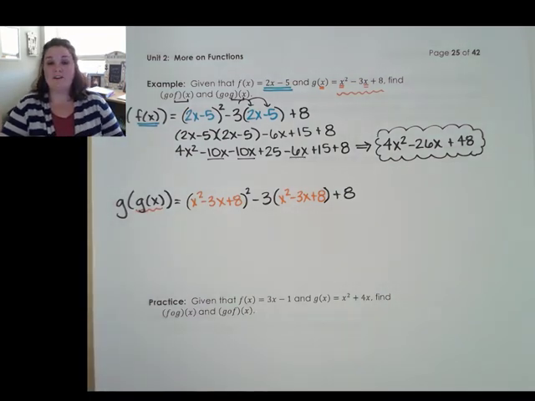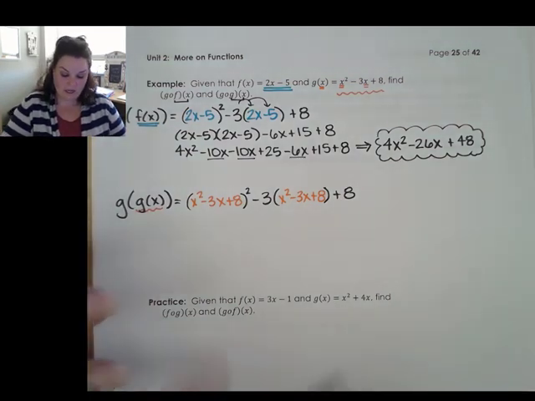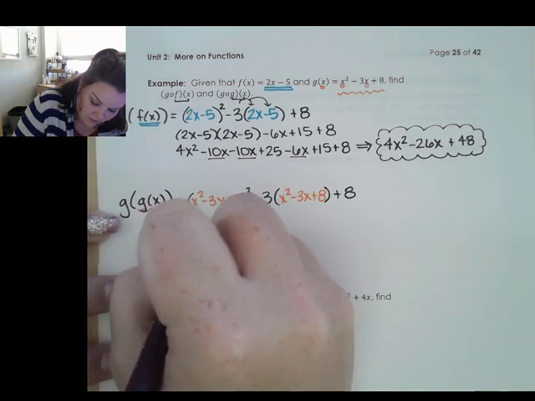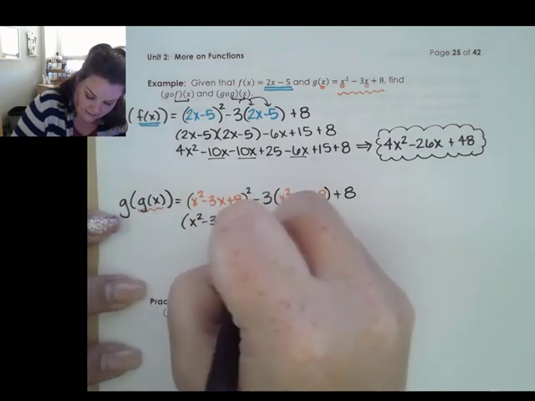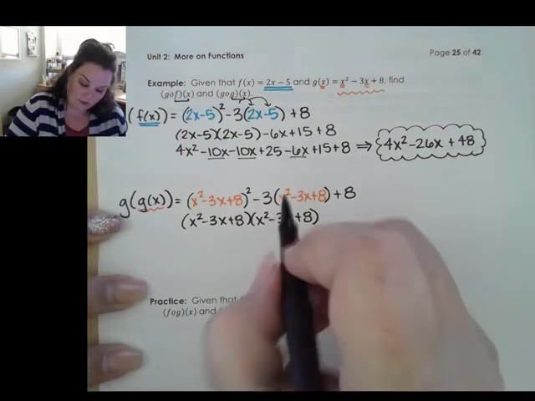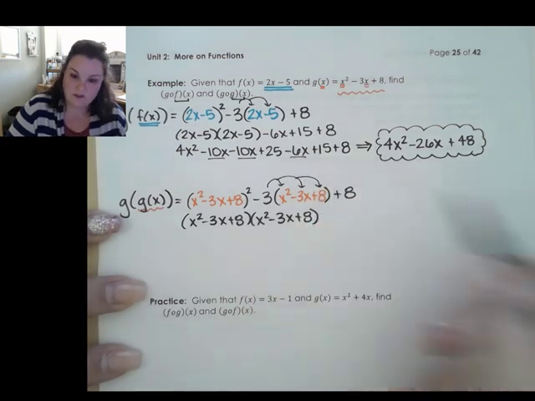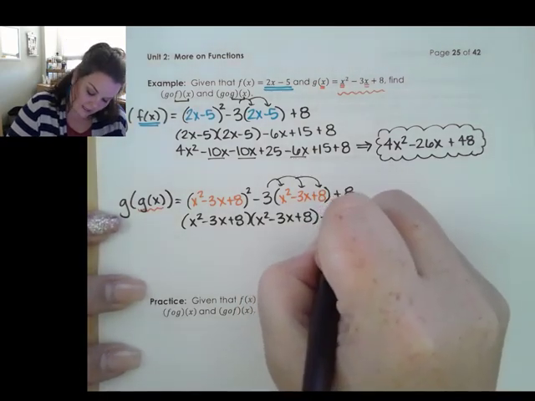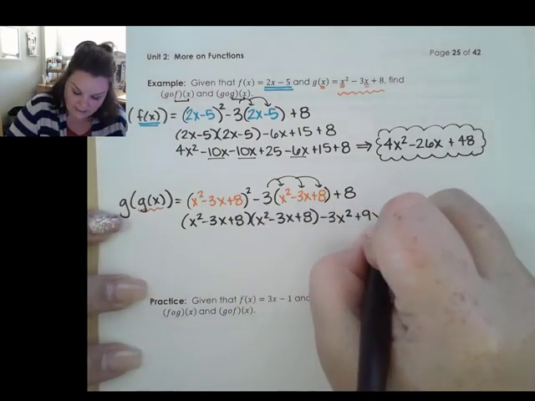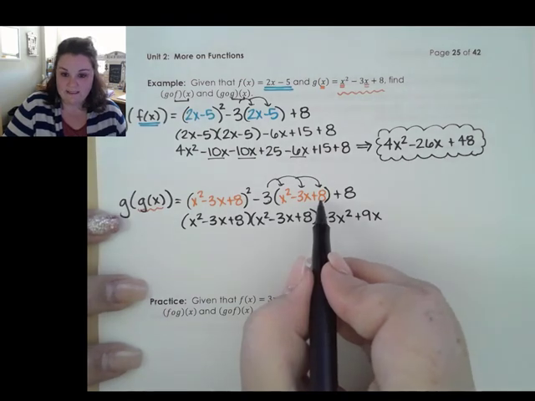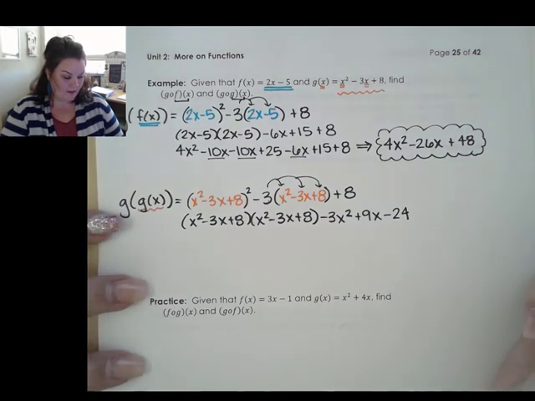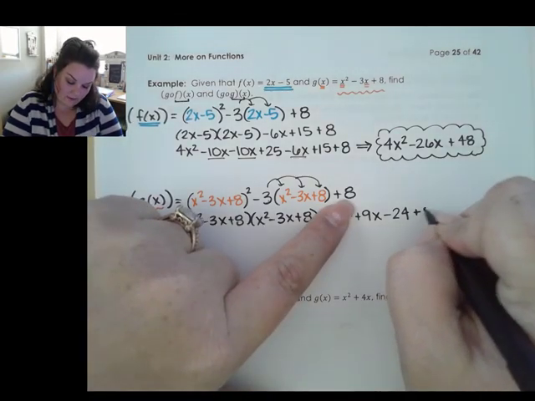Okay, and then I'm going to work this out the exact same way I did the last one. A squared quantity means I have that quantity times itself. So here I have x squared minus 3x plus 8 times x squared minus 3x plus 8. And then I'm going to go ahead and distribute this negative 3 into all these terms here. So that's going to give me a negative 3x squared. Negative 3 times negative 3x gives me a positive 9x. And negative 3 times positive 8 gives me a negative 24. Okay. And then we also have this 8 that was sitting out here before.